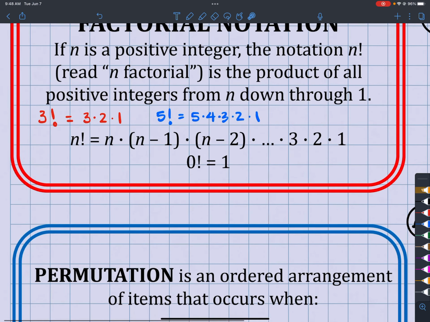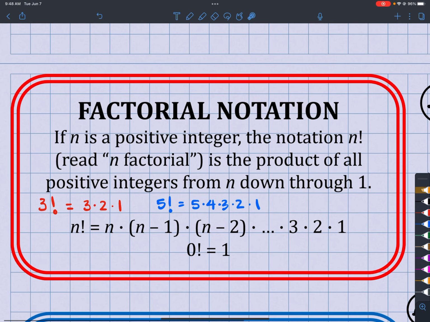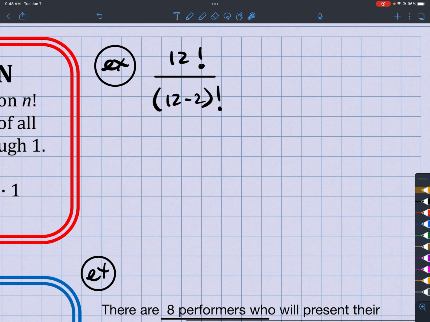So let's head back up to factorial notation, and let's do an example. For example, right here, we have 12 factorial divided by 12 minus 2 factorial. Well, just like regular math, I would do parentheses first. So I'm still going to have the 12 factorial. On the bottom, I had to do the parentheses first, so I have 10 factorial.